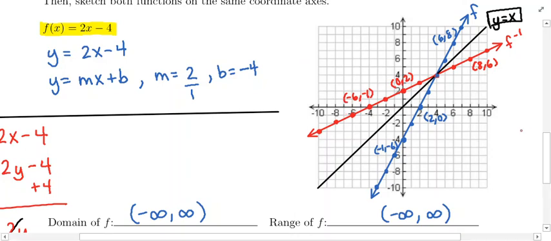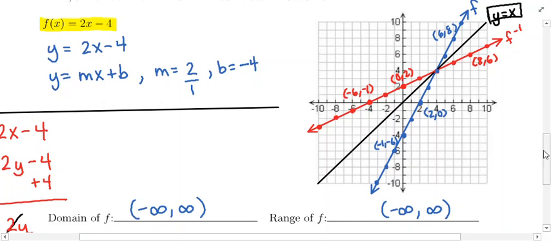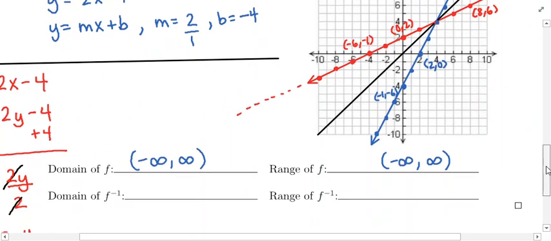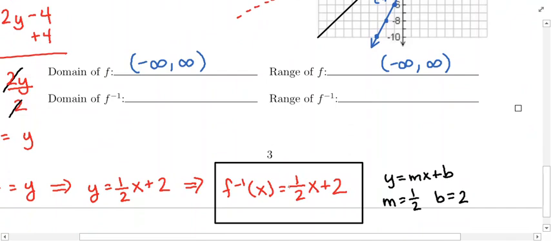All right, last thing we need to do, we need to determine the domain and range of f inverse. Clearly, if you look at the red graph, the domain is going to be all real numbers. The leftmost point is -infinity. The rightmost point is +infinity. Remember, you have a formula for f inverse. It has the format y equals mx plus b. That's a polynomial, so the domain is going to be all real numbers.